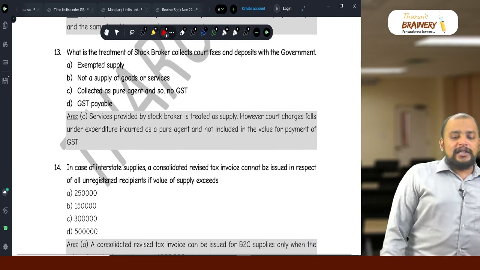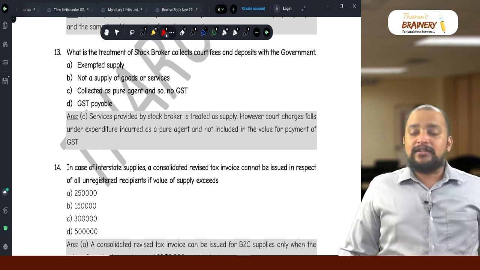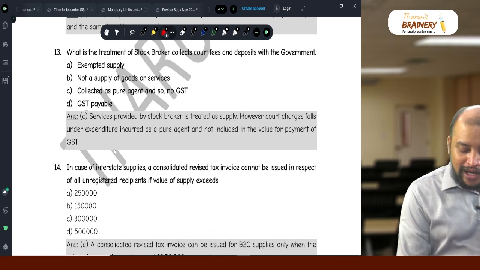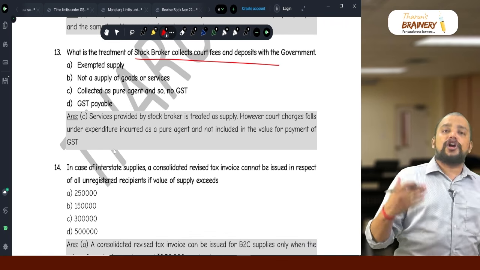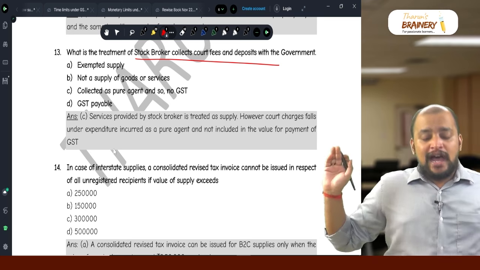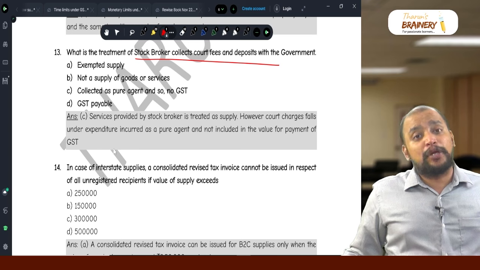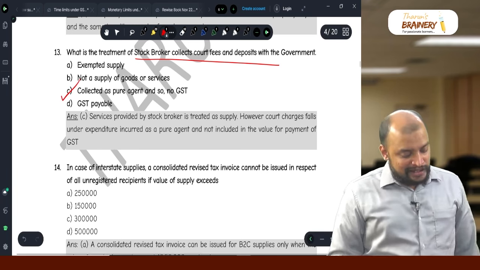Then, what is the treatment if a stockbroker collects court fees and deposits with the government? This is pure agent expenditure. The student has shared with me properly what it is: the stockbroker collects the money and deposits it with the government. So this will be acting as a pure agent. Collected as a pure agent, and therefore there is no GST.